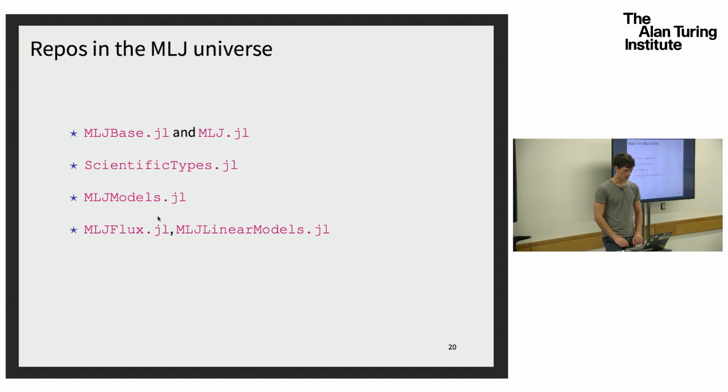Then there are 2 more experimental repositories. One is MLJFlux, which aims to be an interface to Flux from MLJ, to allow to call Flux from MLJ, yeah. And then MLJLinearModels, so I wrote that, and it will be publicly announced soon, I guess. But it's effectively generalized linear models, and it's different.